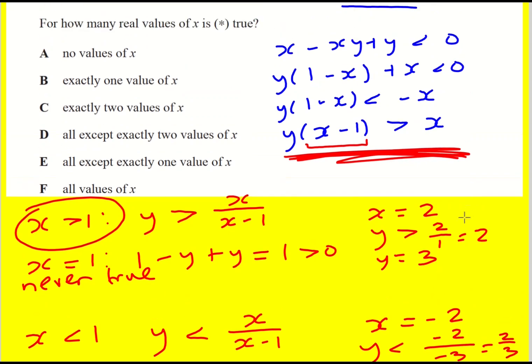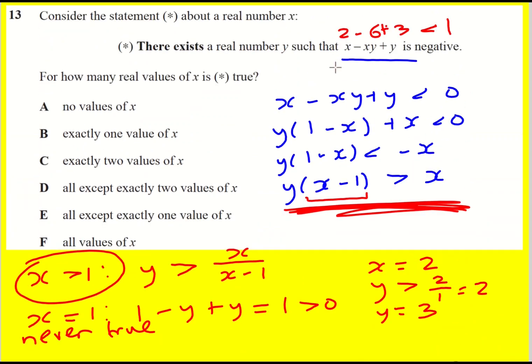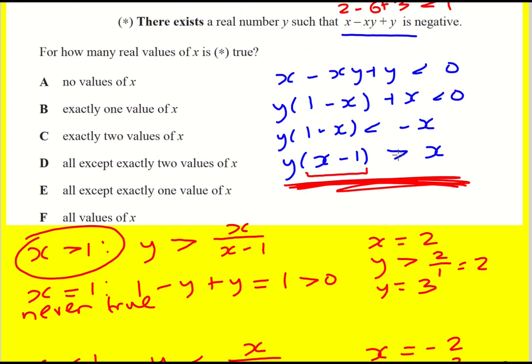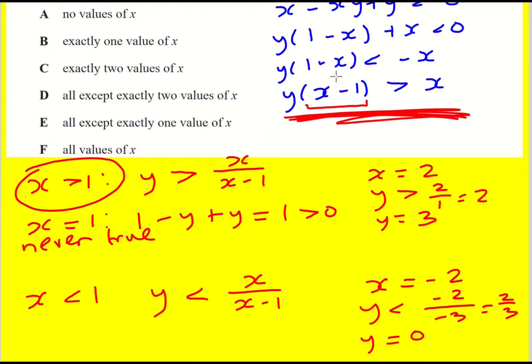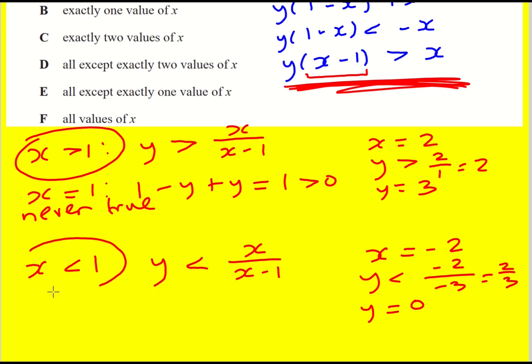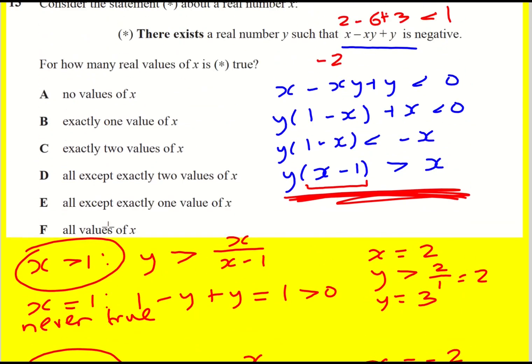Then when I put that in up here, wait, what did I let x equal? Minus 2. It'd be minus 2, then just minus 2 actually. So in fact, I could always let y equal 0 in this case. If x is negative, just let y equal 0, and that will always be negative. So the statement is always true for x less than 1, which means it's true for all values of x except one of them, x equals 1, and therefore our answer is going to be E.